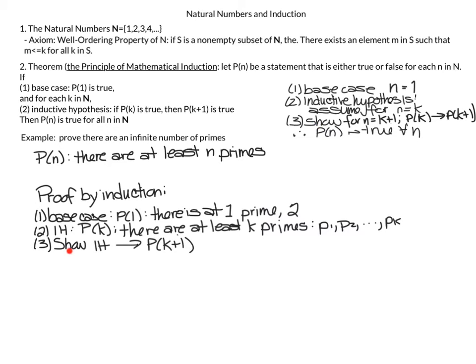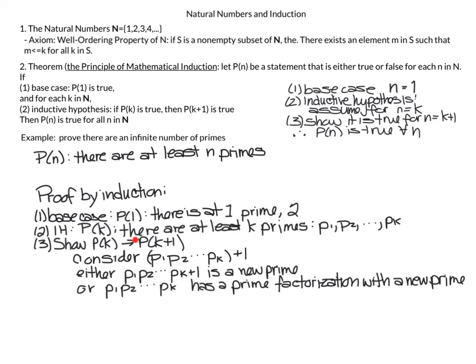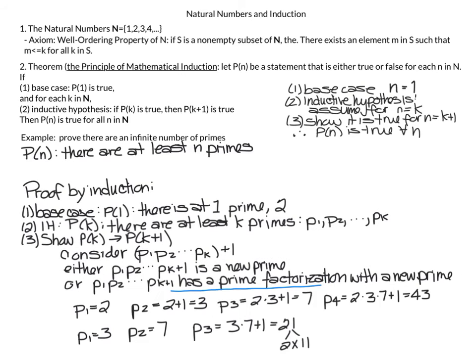And the last step is to show the inductive hypothesis implies P(k+1). This last step requires some cleverness, but we can consider our k primes. If we multiply them all together and then add 1, either this sum is going to be a new prime, or if it's a composite number, then we know that this composite number has a prime factorization where p1, p2, up to pk, none of them are in the prime factorization. In other words, this sum is going to have a prime factorization with a new prime. So I'll give you an example.